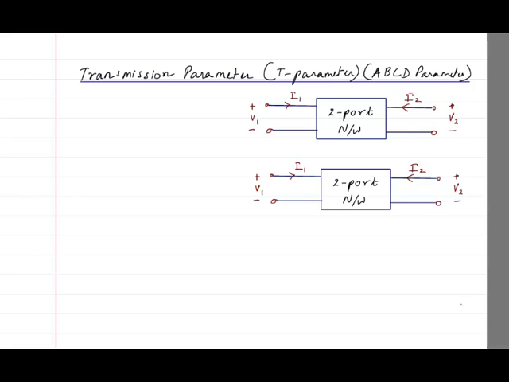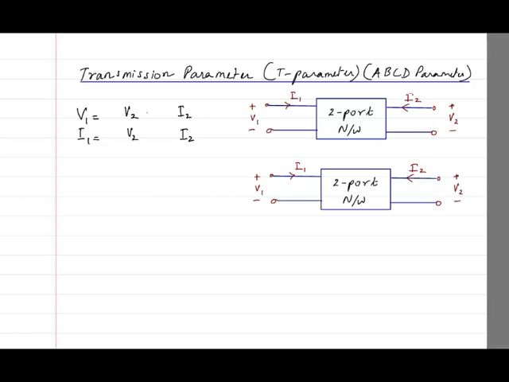Hello students. Next we look into the transmission parameter. In transmission parameter, the equation that we are interested in is the relationship between input and output. That means we are interested to find out what is V1 with respect to V2 and I2, and we are interested in finding I1, how it is related to V2 and I2.